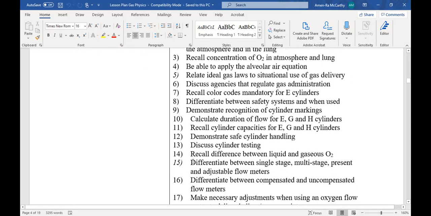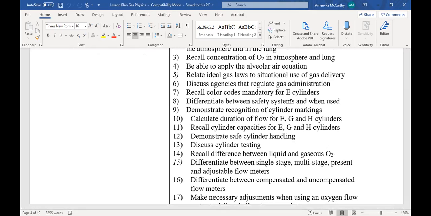Recall the color codes. Mandatory for E-cylinders. We have a lot of safety factors or safety systems for oxygen and other gases, because you don't want to put an oxygen regulator on a nitrous oxide tank and say, here, this is oxygen, right? Or a poisonous gas, right? You can kill them. And so there are some safety mechanisms we use to determine different cylinders, right?